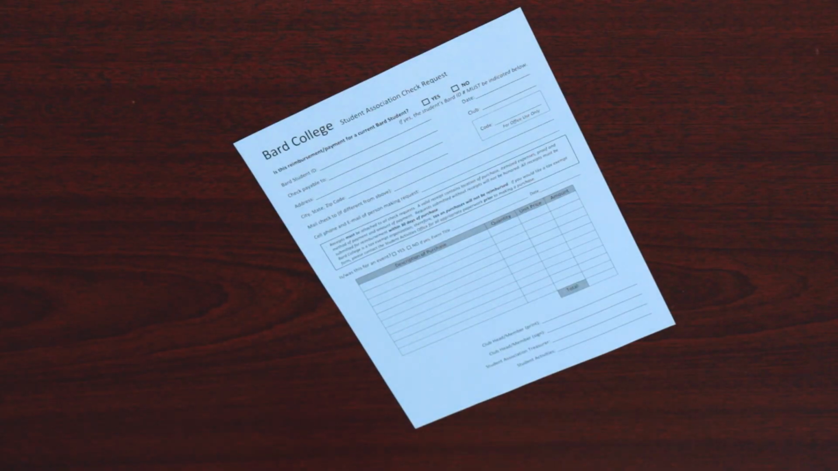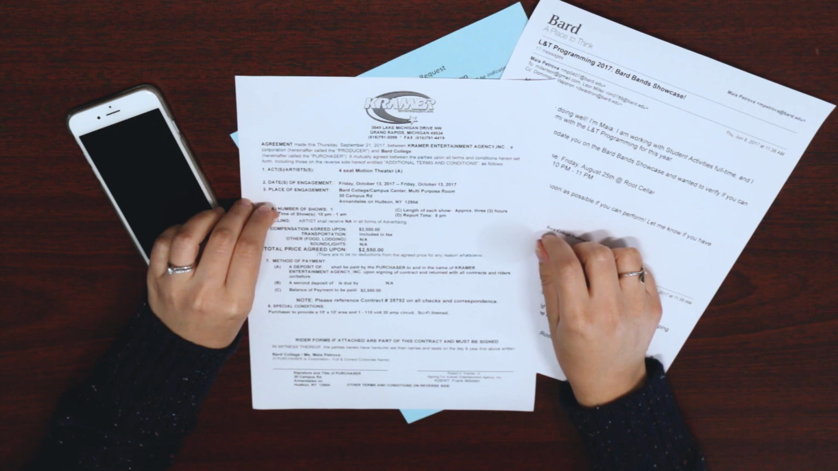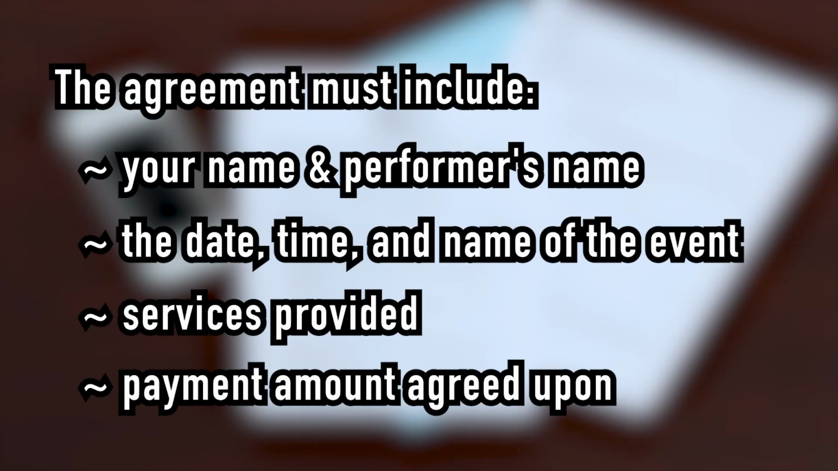The agreement between you and the outside performer can be informal, such as an email thread or text messages. Or it can be formal, such as a contract. Whatever it is, the agreement needs to include your name, the performer's name, the date, time, and name of the event, what services they are providing, and the payment amount agreed upon. It is essential that both parties, you and the performer, show that you mutually agreed upon a payment amount.